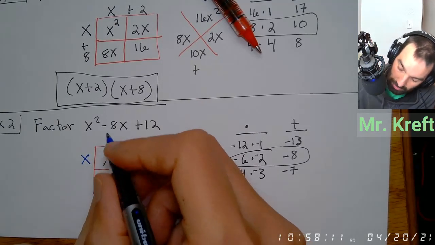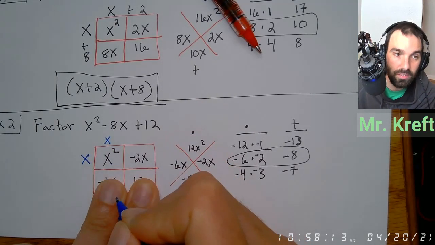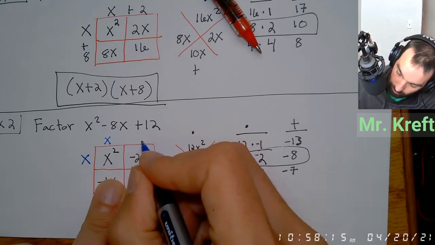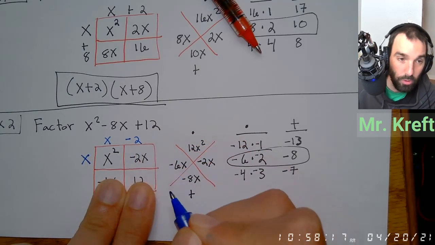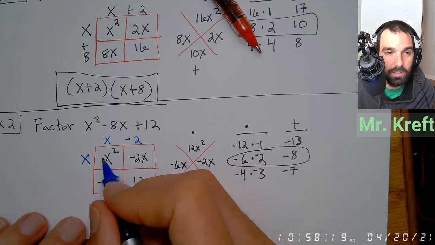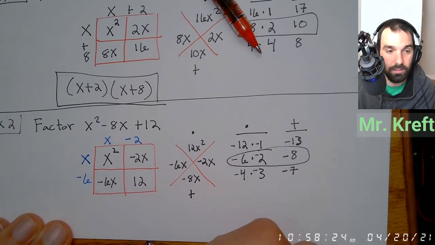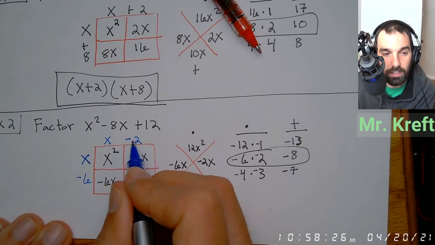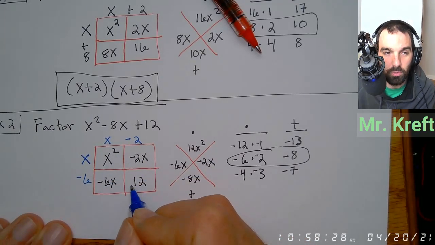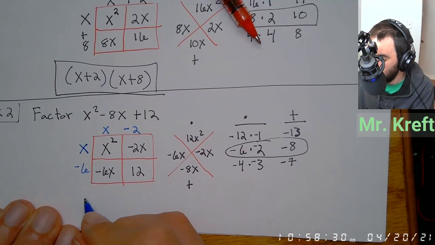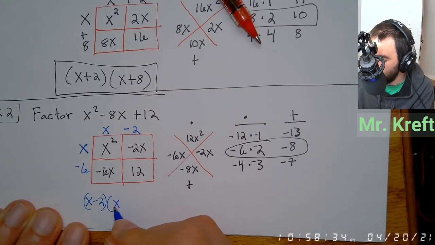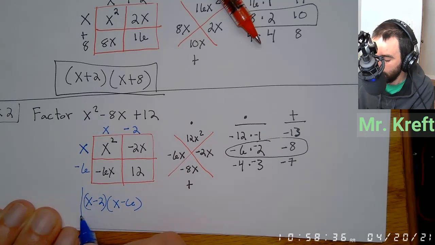So I say, okay, what times x gives me x squared? That's x. What times x gives me negative 2x? That's negative 2. On the bottom here, I say, what times x gives me negative 6x? That's negative 6. And then let's double check. Negative 2 times negative 6 equals 12. We're good to go. So my answer is x minus 2 and x minus 6.